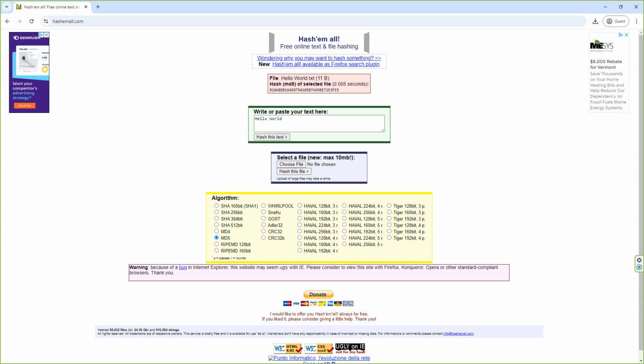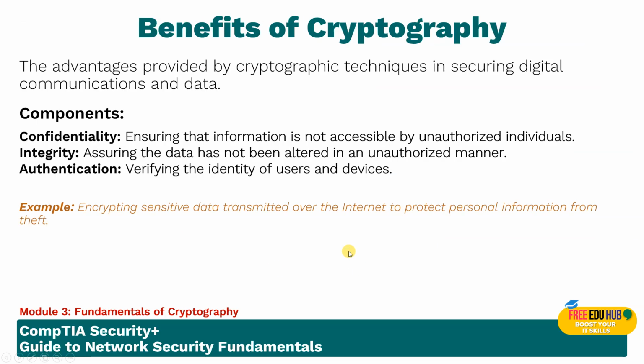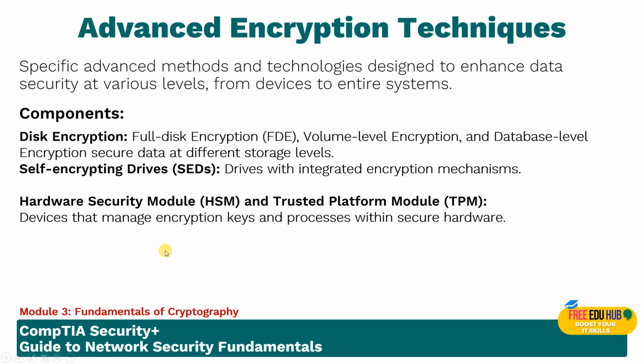So let's continue with the benefits of cryptography. The advantage of cryptographic techniques is securing digital communication and data. Now we have confidentiality, integrity, and authentication. Confidentiality ensures that the information is not accessed by unauthorized users, as we covered in module number 1. Integrity assures that the data has not been altered in any unauthorized manner, and authentication is verifying the identity of users and devices. So if we are encrypting sensitive data transmitted over the internet to protect personal information from theft, we use confidentiality, integrity, and authentication.